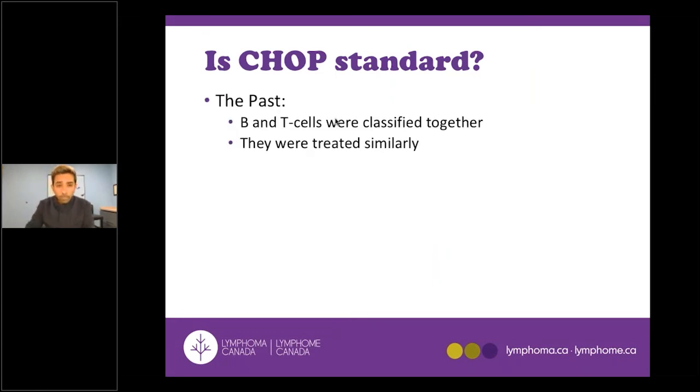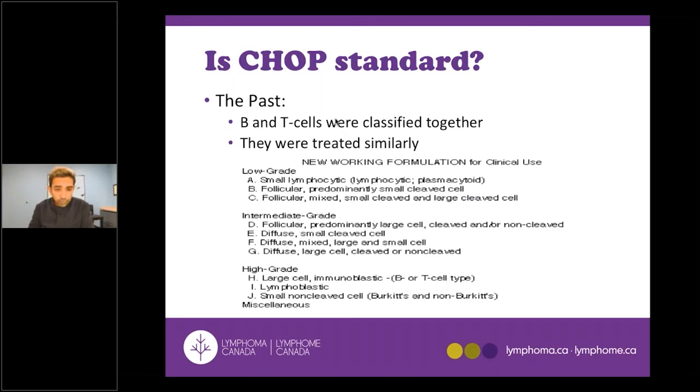In the past, we didn't have a good way of distinguishing between B and T cells. So B and T cell lymphomas were all classified together, and they were also treated very similarly. The older classification looked like this. So older studies of aggressive lymphomas included both B and T cell lymphomas.